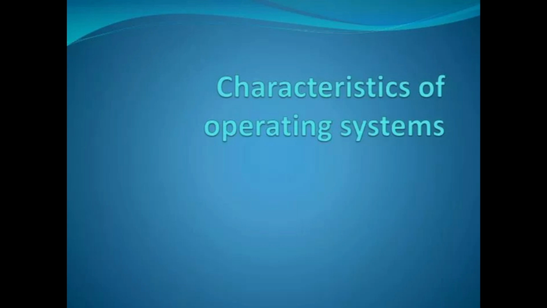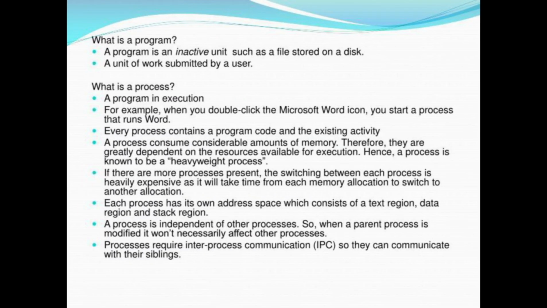Let's talk today about characteristics of operating system. What is a program? A program is an inactive unit, such as a file stored on a disk, a unit of work submitted by a user. What is a process? A program in execution.